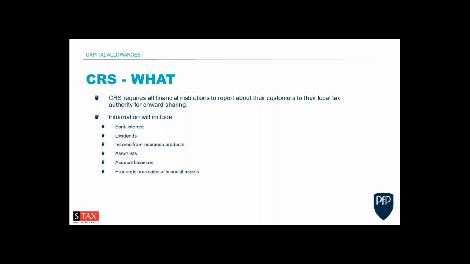What sort of information will this include? Well, it covers bank interest, dividends, income from insurance products, assets, account balances, proceeds from sale of financial assets. In essence, anything that would have been taxed here that's occurring somewhere else. It's not rocket science. If you should have paid tax if it happened in the UK, and it's happened somewhere else, and you're a UK tax resident, well, HMRC should know about that, because of course we all should be taxed on our worldwide income. So it's going to be a very, very wide net.